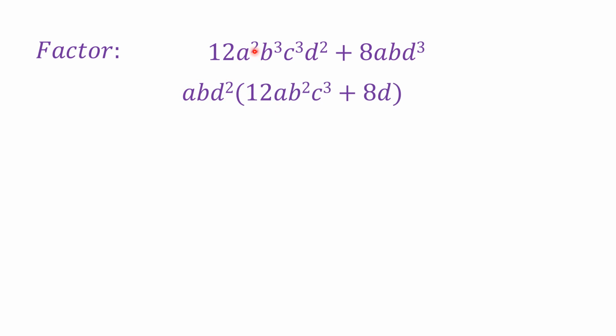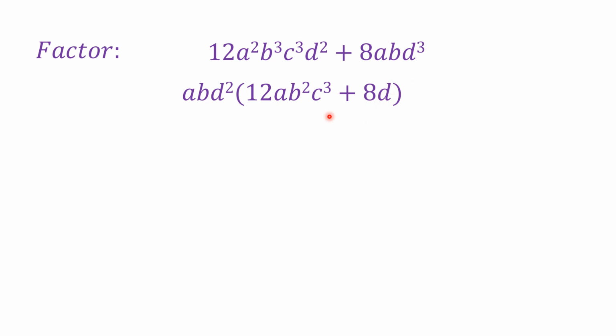What's left in the first term is 1 a, and also the b from 3 b's will be only 2 b's left. c cubed is not being taken out, and the entire d squared is taken out, so there's no more d squared. In the other term, a and b are being taken out, so there's no more a and b, and what's left of the d cubed is only d because 2 d's are being taken out.